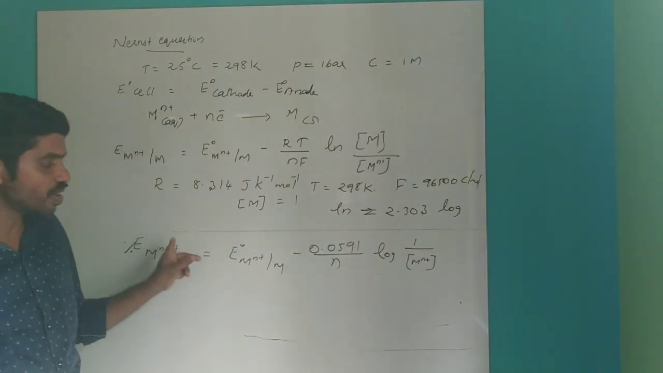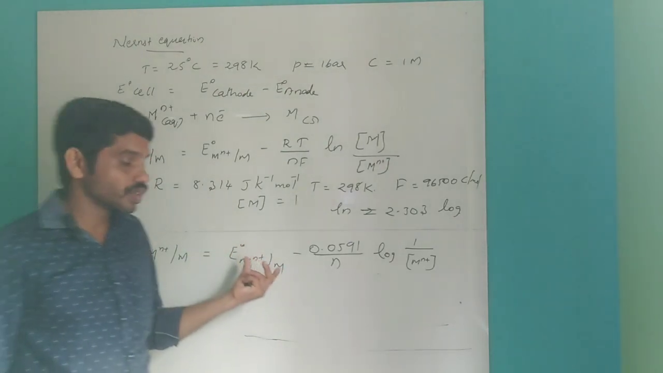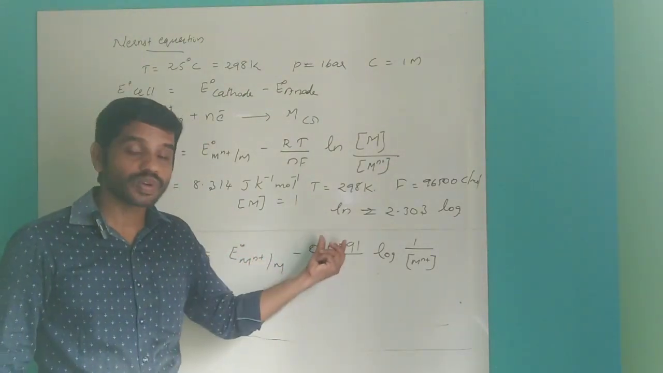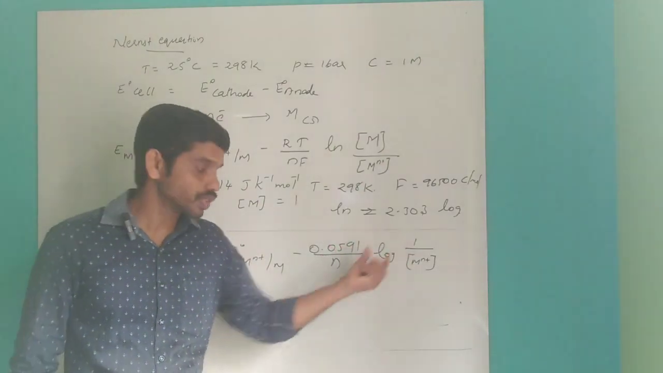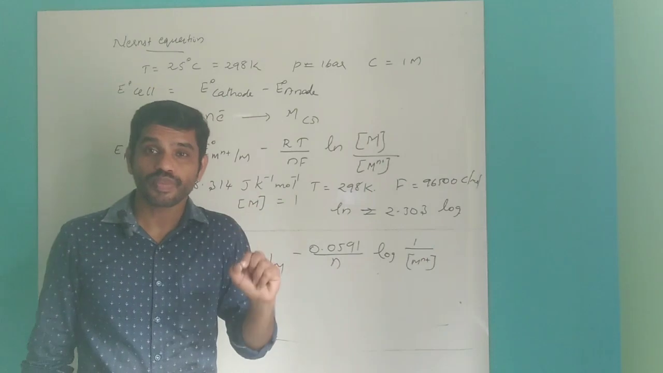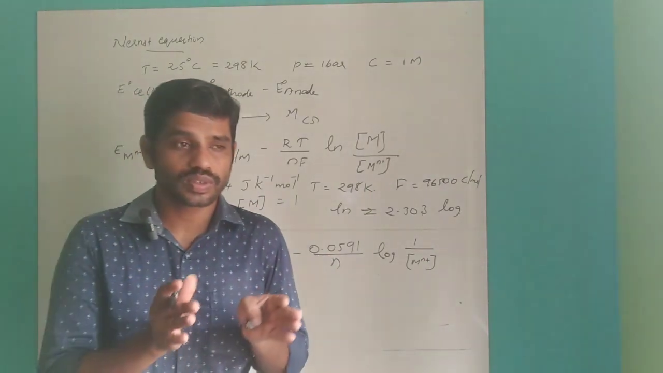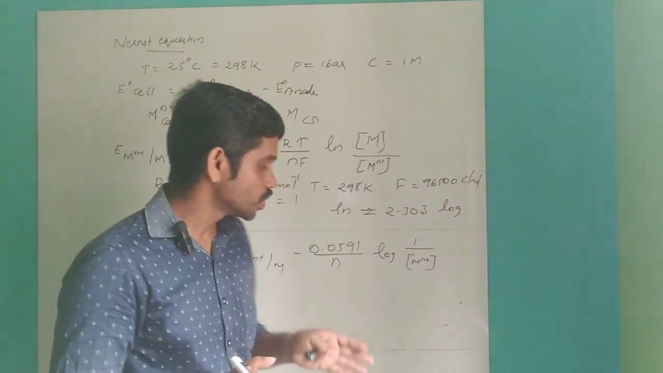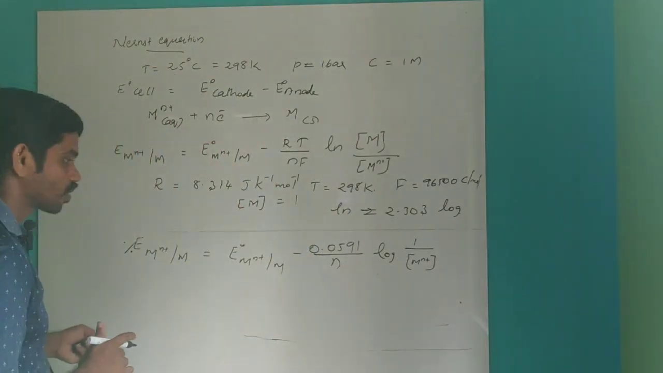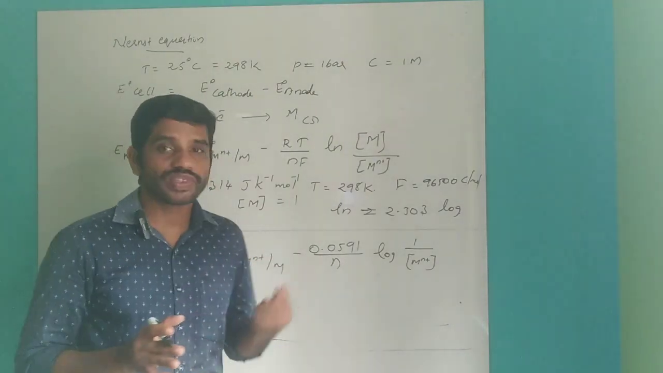So EMF is equal to its E0 value, the reduction potential, minus 0.0591 divided by n log of 1 by Mn+. What is n? n is the number of electrons transferred, or the number of electrons needed to reduce the cation. So that is n. This is the EMF of a single electrode.